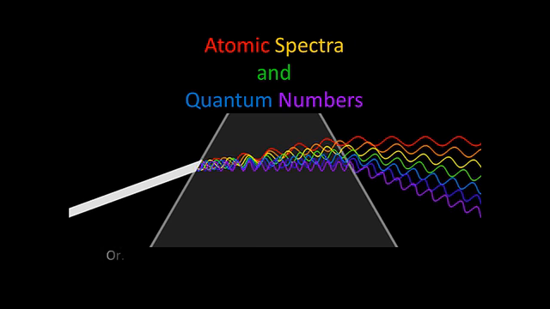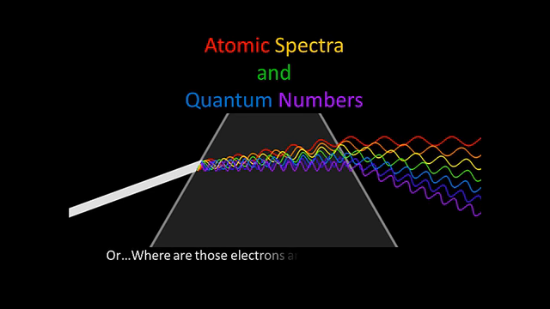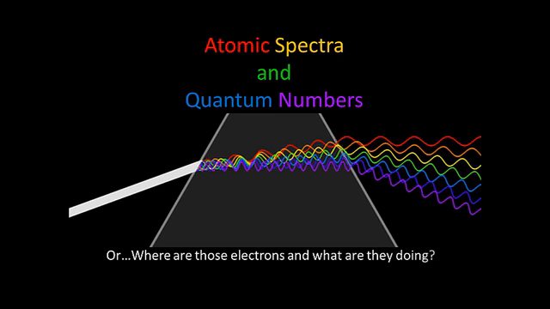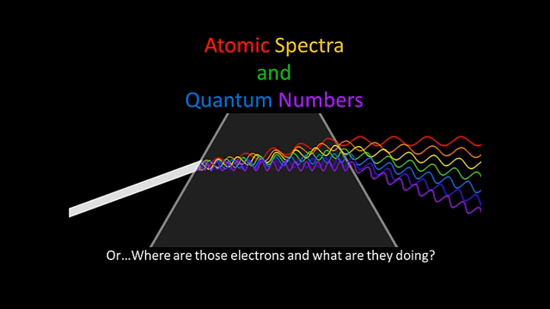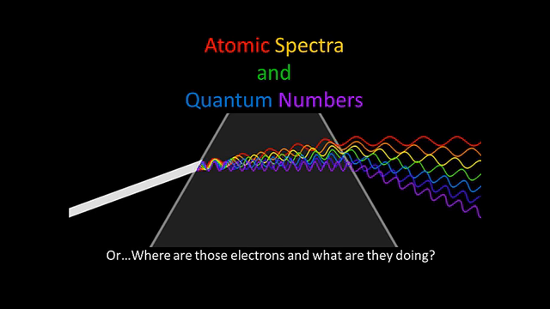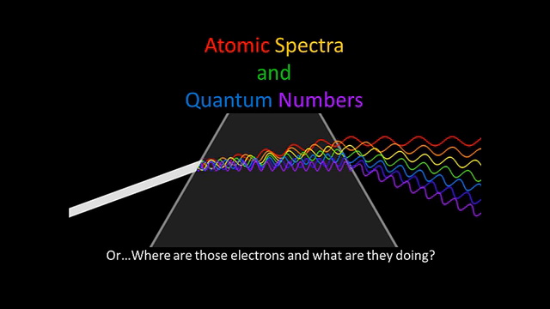In addition, each type of element absorbs and emits a unique set of wavelengths. This property was used to discover some elements and was used to help determine the location of electrons in the electron cloud. The location of an electron in an atom is described by a set of 4 quantum numbers.